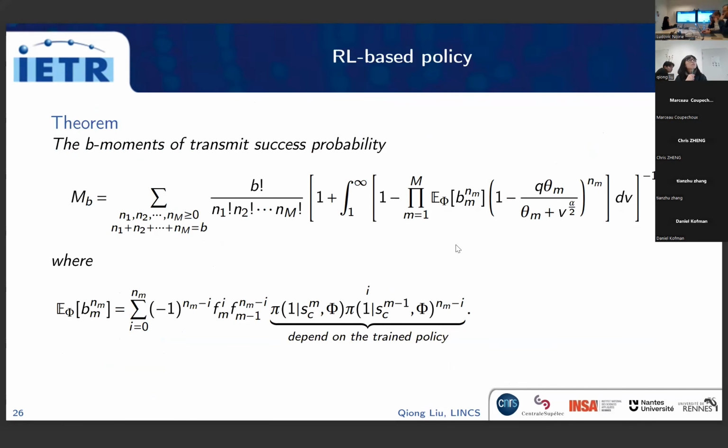For the reinforcement learning policy, we also gave the beta moments of the transmit success probability here. One point to note is that this expression depends on the training policy pi, and the training policy here depends on the network realization and the channel state, as we defined before.